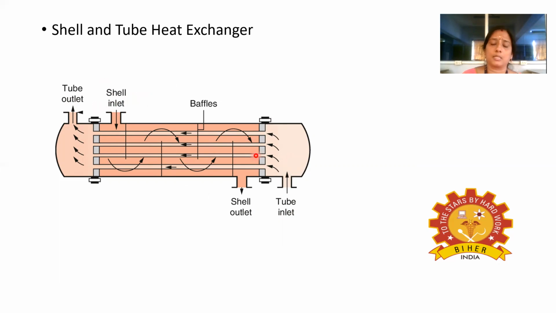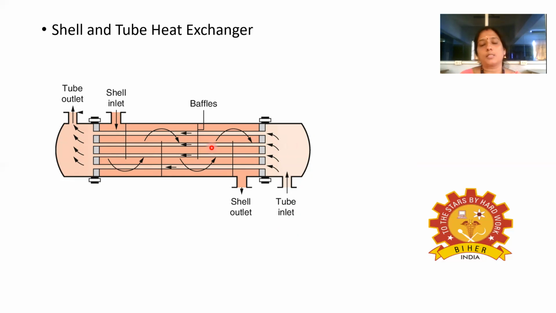The shell side number of passes can be increased by the baffles. The baffle will increase the uniform heat flow, as well as the number of passes in the shell side. If the tube pass partition is provided in the tube side, then the number of passes in the tubes also can be increased.